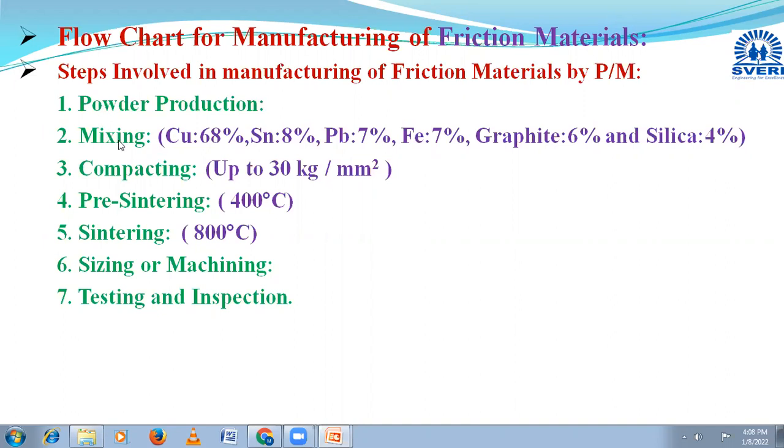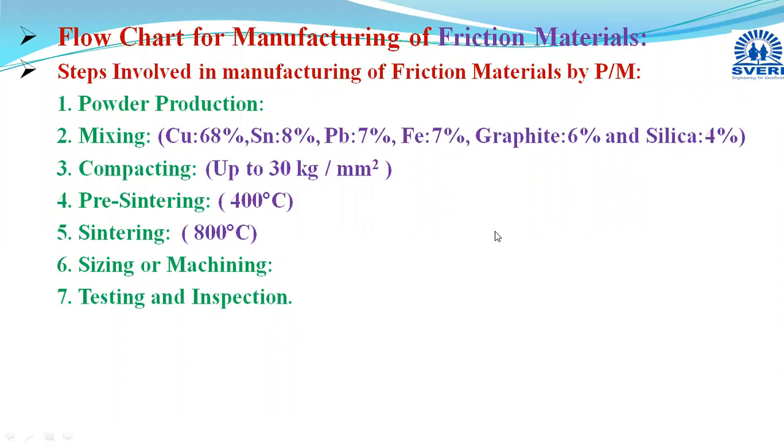Now, in this mixing stage, a uniform and homogeneous mixture of these powders is obtained. Here the percentages will be like this: copper 68%, tin 8%, lead 7%, iron 7%, graphite 6%, and silica 4%. And we can go for different mixing or blending devices. We can use a Y-cone blender. Generally, a double cone blender is used to obtain a uniform and homogeneous mixture of these powders.